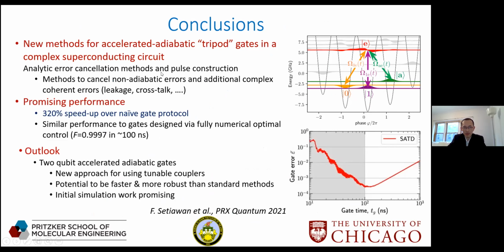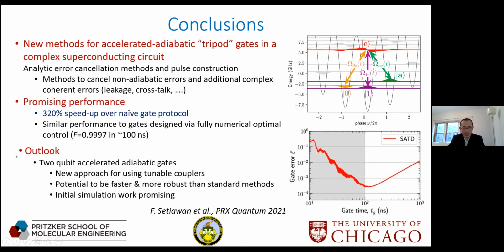Okay, so I have shown you a different approach of designing high fidelity gates in superconducting circuits. We do it in an analytical way, and the way that we do it cancels the non-adiabatic errors and also the current errors that exist in realistic settings. And surprisingly, our gate is 3.2 times faster than the direct driving protocol for the same gate power. We also get a very good performance in a very short gate time.